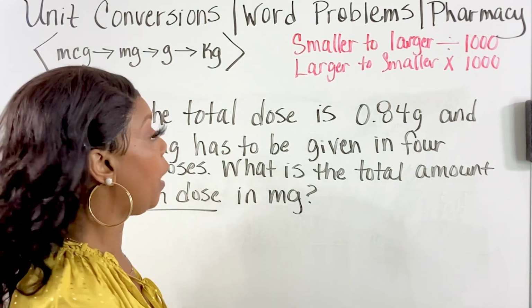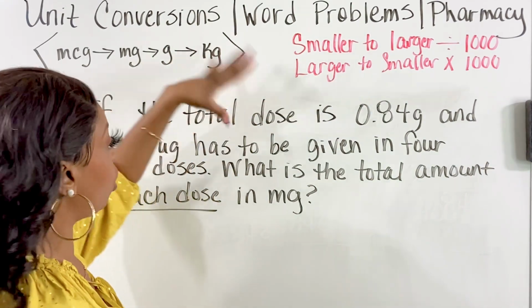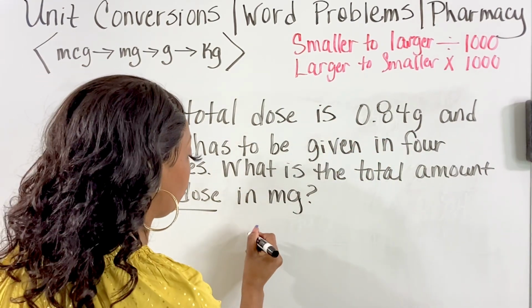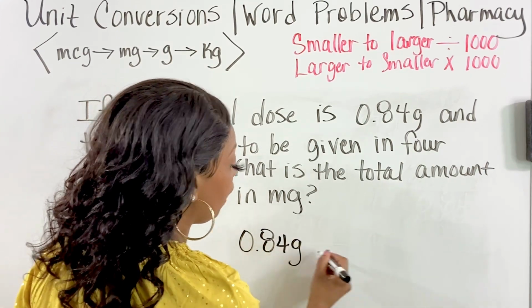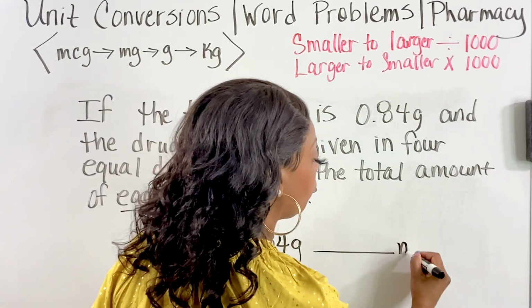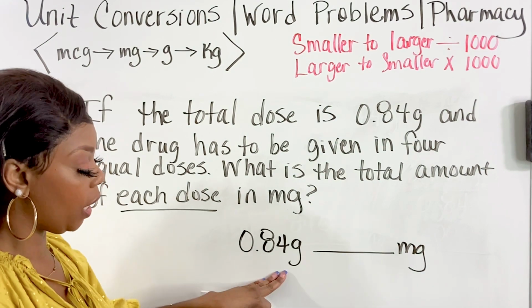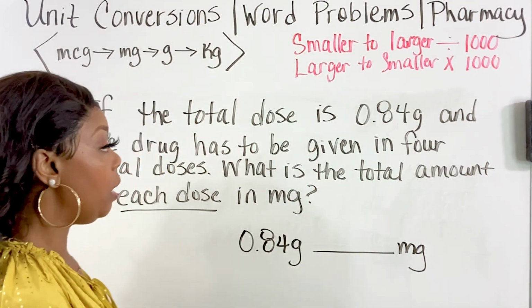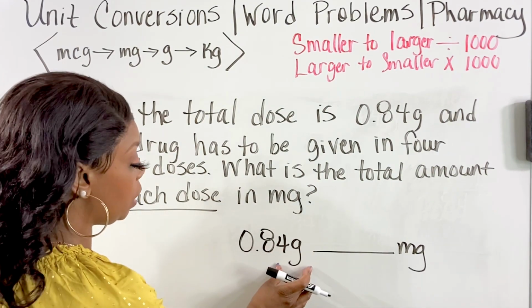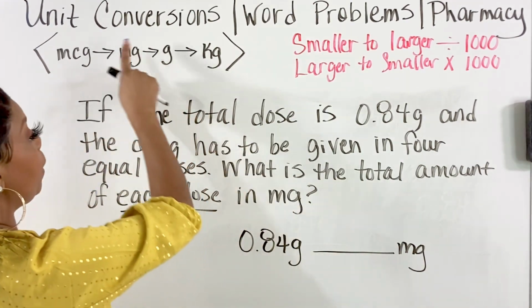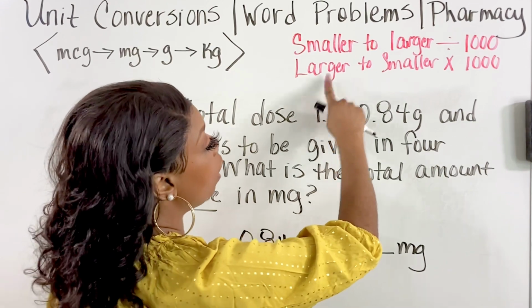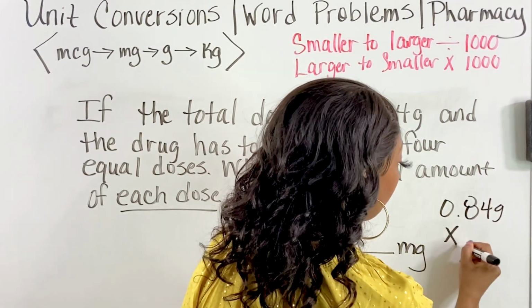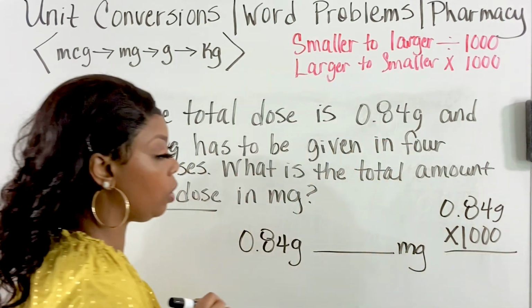So the first thing we need to figure out is, what are we going to be doing here? Are we going smaller to larger, larger to smaller? We're going with grams first because that's what we have. That's what it was written for, 0.84 grams. And we're converting it to milligrams. I'm going to read this to you one more time. If the total dose is 0.84 grams and the drug has to be given in 4 equal doses, what is the total amount of each dose in milligrams? Now we have to say, this is a larger unit, grams. Then we're moving to milligrams, so that's going to be smaller. So we're moving from larger to smaller. We need to multiply by 1,000. So we're going to take this 0.84 grams and multiply by 1,000 in order to get our total amount in milligrams.